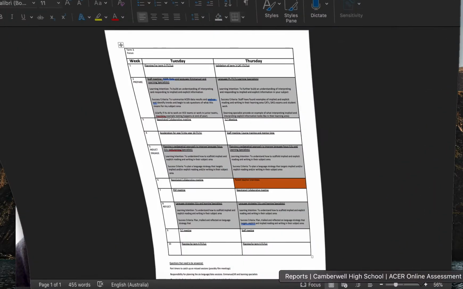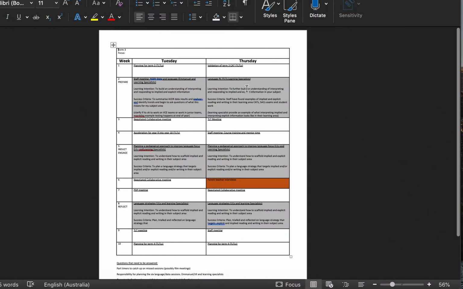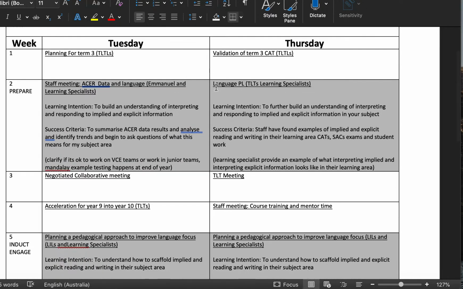It is a follow-on, a continuation from what Emmanuel Scudis presented last week during the staff meeting. I want to try and keep it short and sharp, and just talk you through a few things. And how does this relate to our teaching area of health and physical education? So here we are in this meeting here. It's a language professional learning session with the TLTLs and the learning specialists running it together.